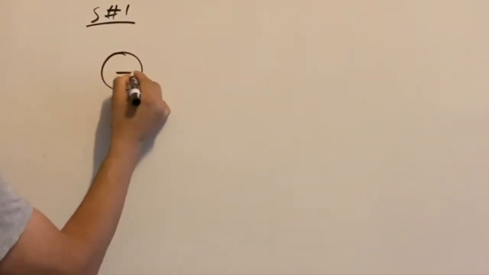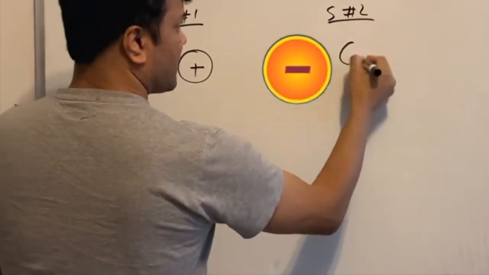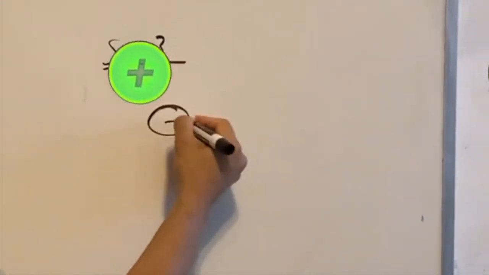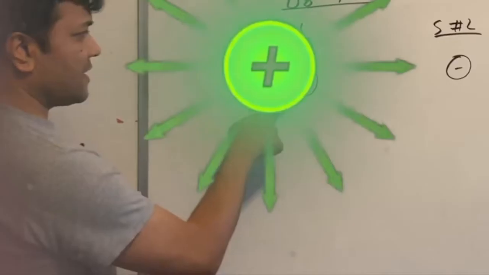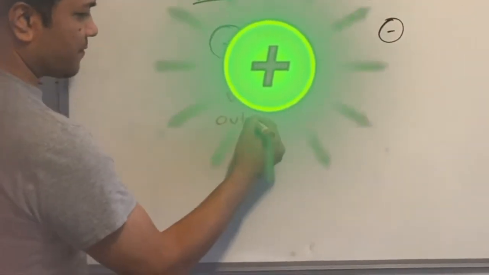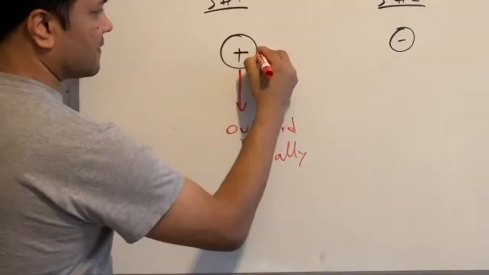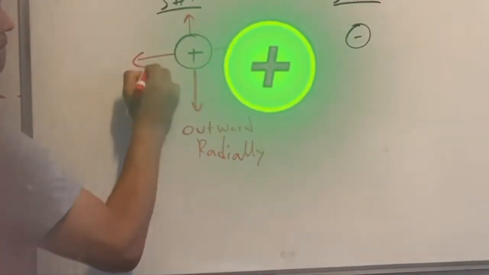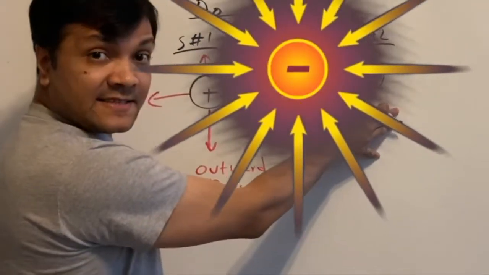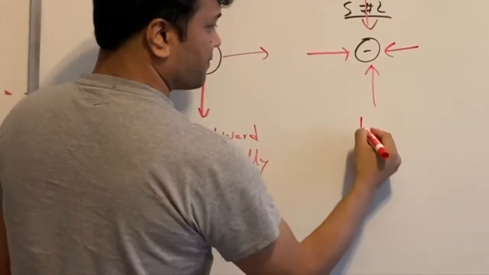You have a positive charge. Scenario number 2, you have a negative charge. Scenario number 3, you have a positive charge and you have a negative charge. The field lines of this positive charge go outward radially. The field lines for this negative charge go inward radially.